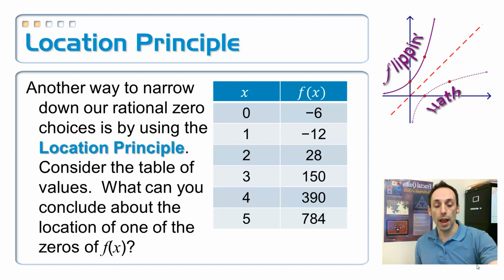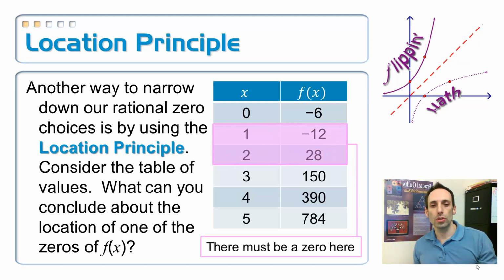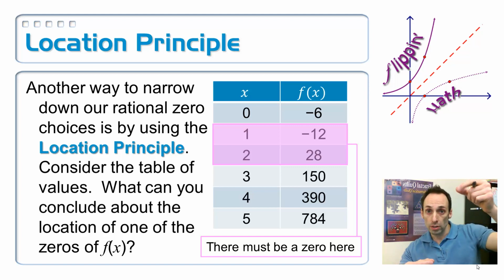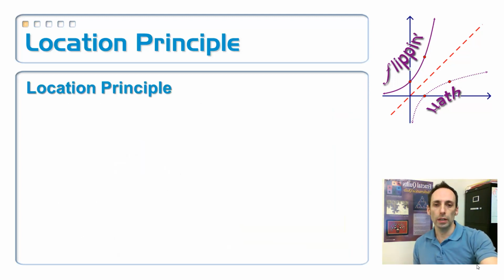Okay, so you should have figured out that you have a zero between x equals 1 and x equals 2. Here's the reason why. I have my y value at negative 12, so think of it on your graph: you're down below the x-axis, and at the very next point I'm up here at positive 28. The only way to get from that bottom point to the top point is if you cross the x-axis in between those two.